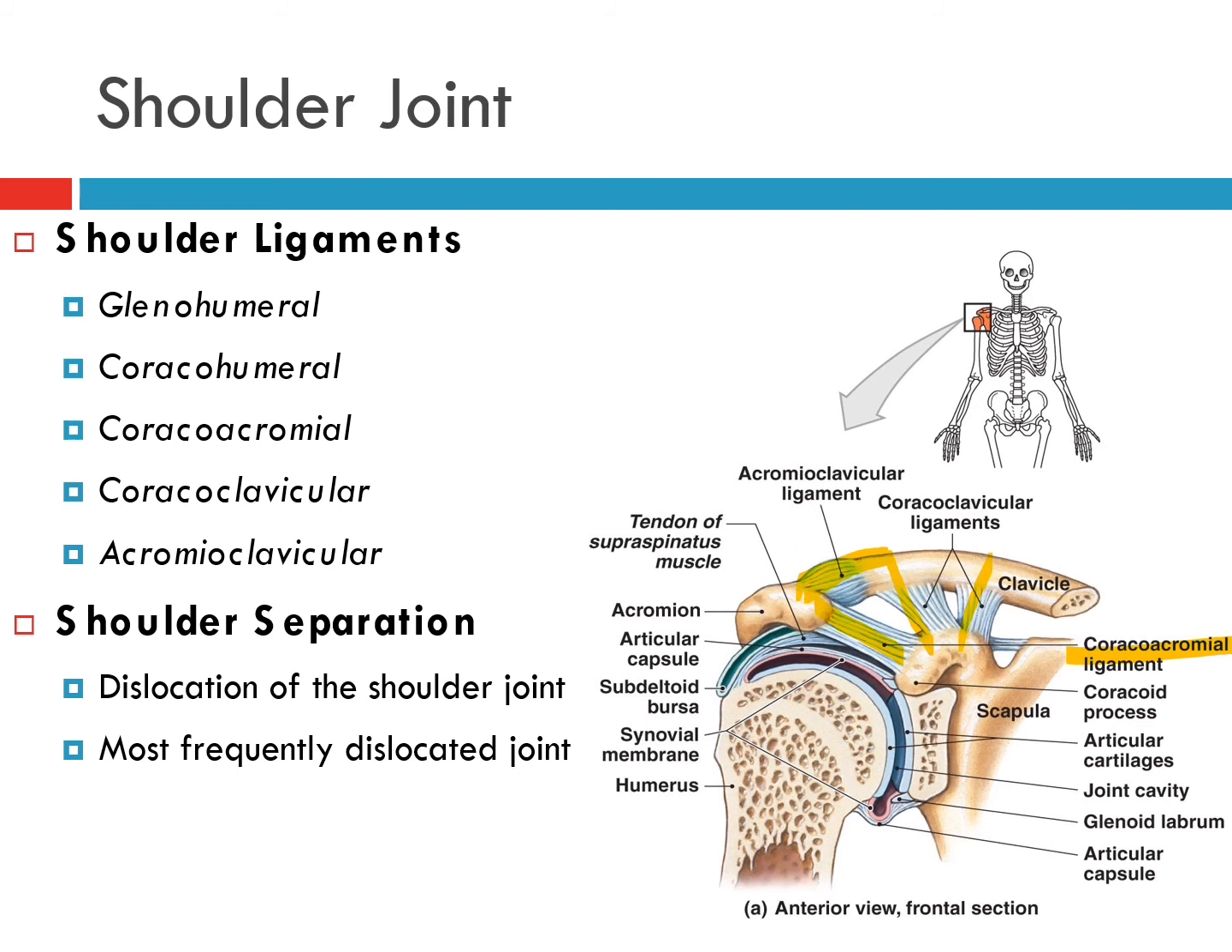Shoulder separation is a dislocation of the shoulder joint. It is the most frequently dislocated joint in the body. Often we separate the AC joint, but you can also dislocate the humerus from the glenoid process as well. Oops. Trying to erase.